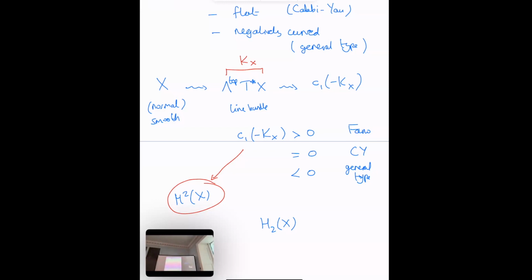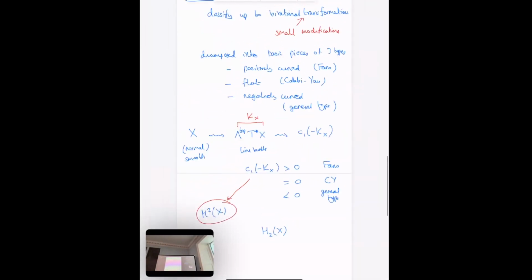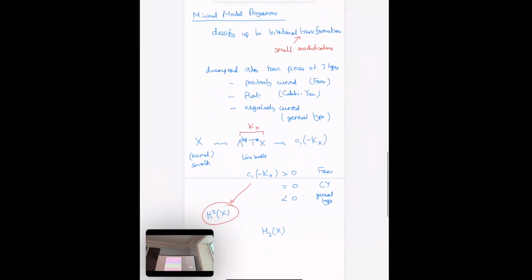Okay, so can we just say, what are we doing, right? We were going to take algebraic varieties and run the minimal model program. We're going to decompose them into basic pieces. It's kind of like decomposing your shape into building blocks. And there are basic pieces of 3 different types. There's Fano varieties, Calabi-Yau varieties, general type varieties.